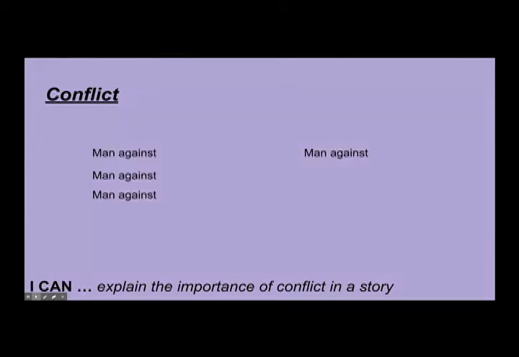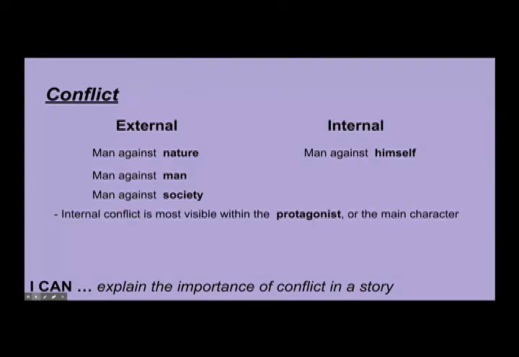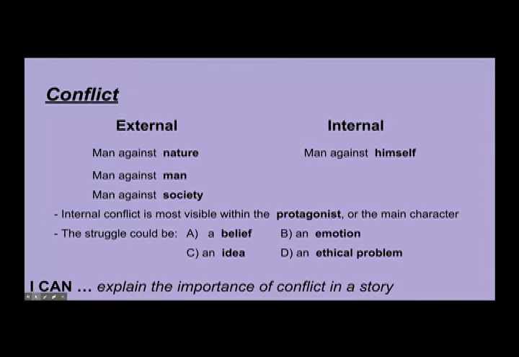Here are the different kinds of conflict. There are 2 main categories, external and internal. Let's look at external first. We have man against nature, man against man, and man against society. Internal conflict would be man against himself or herself. Don't want to leave anyone out. Internal conflict is most visible within the protagonist or the main character. The struggle could be a belief, an emotion, an idea, or an ethical problem.